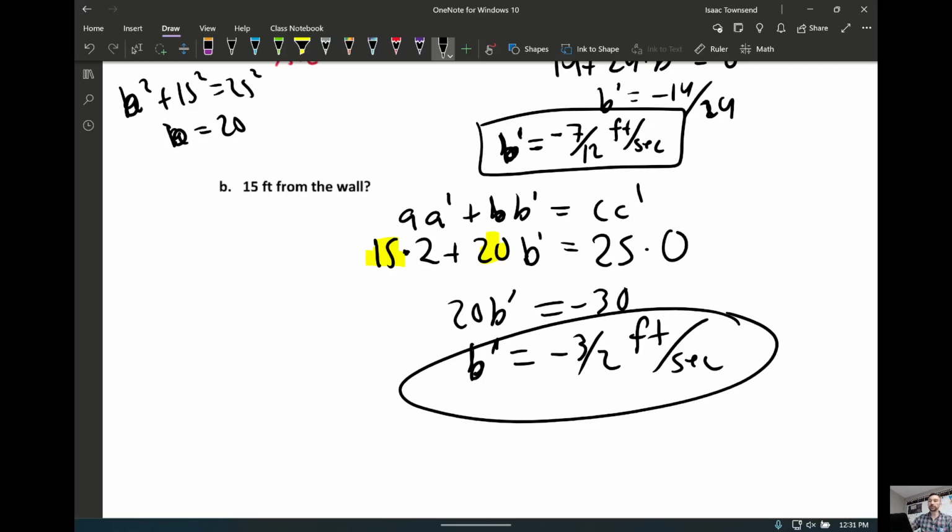And of course you could also put the units in here, and then when you multiply the units you should see that you get the same thing. So that's another option.